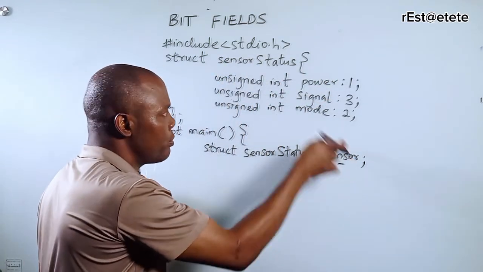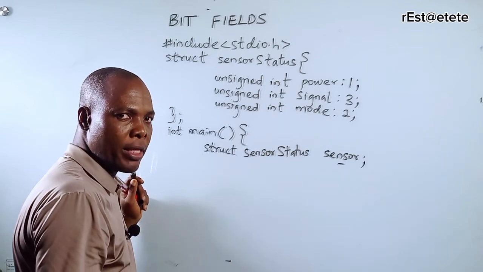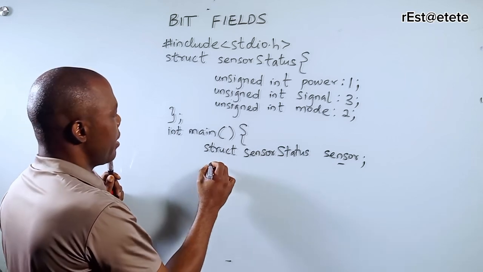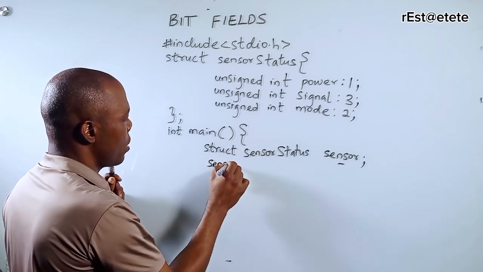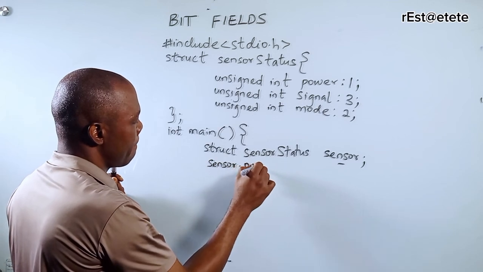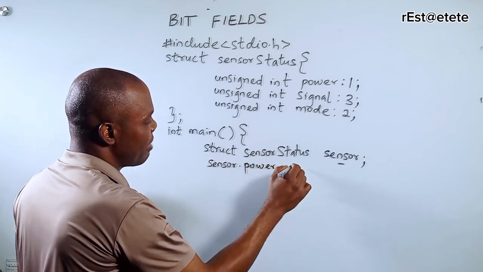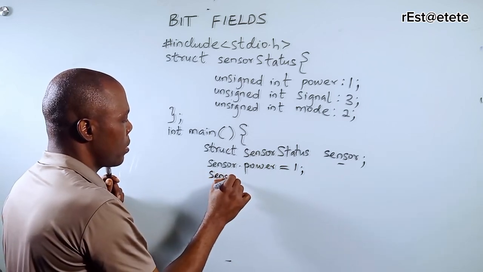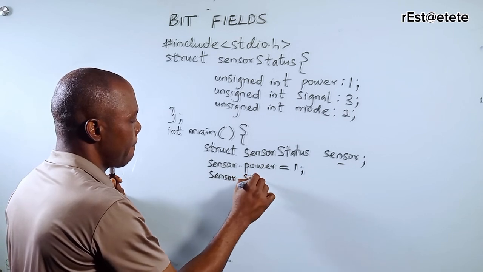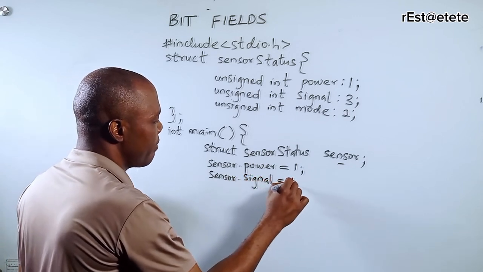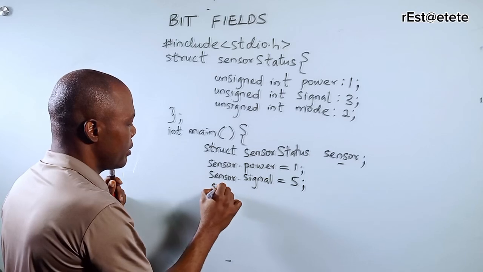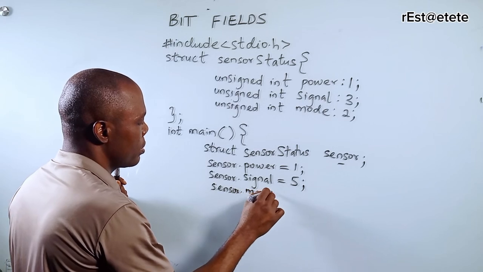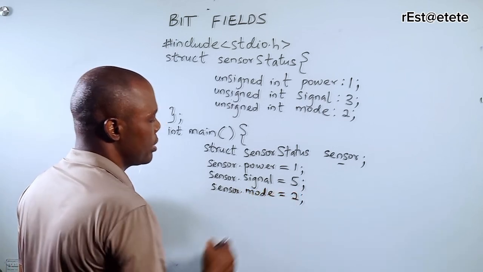Now I'm going to use this variable to access these parameters that are inside the structure. So for this power, I will say sensor.power, and I will supply value 1 to it. Then sensor.signal, I will supply 5 to it. Sensor.mode, I will supply 2 to it.